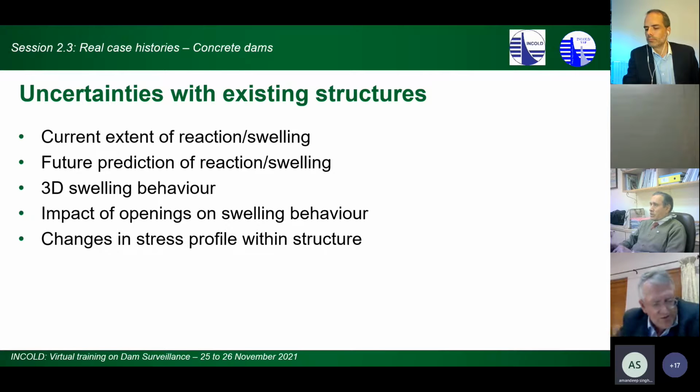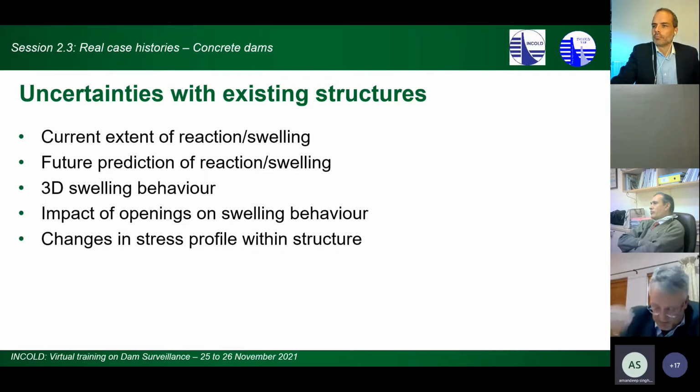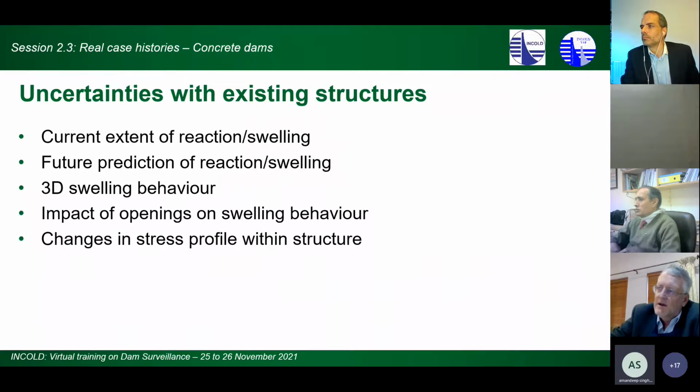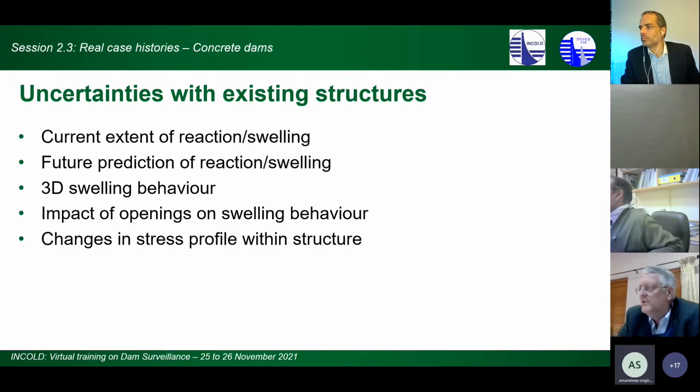As I said, we've learned through the years that when you have galleries and things like that, and you have swelling, you normally have cracking where you have openings. And then also, what about the changes in stress profile? In the end, as Manuel was saying earlier, we need to make a prediction whether the dam is still safe now and whether it's going to be safe moving forward. So all these are the uncertainties that we deal with to make these conclusions on the dam.